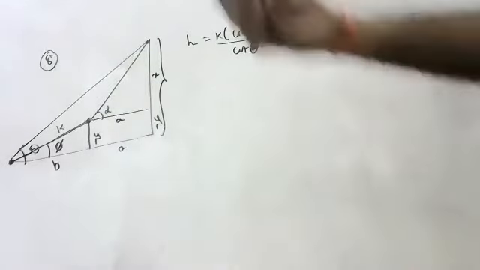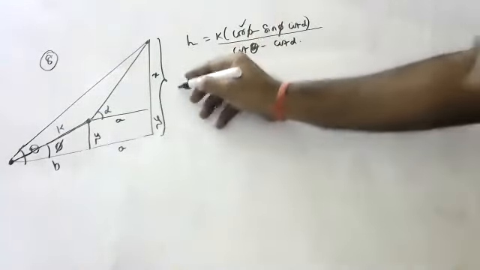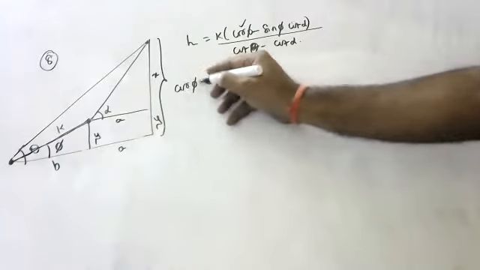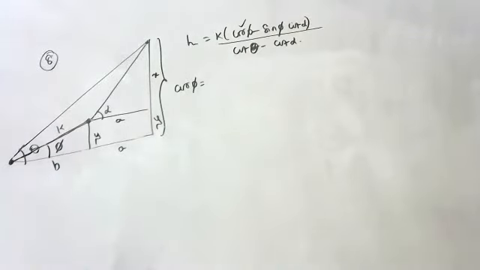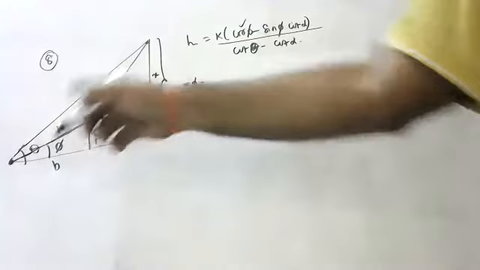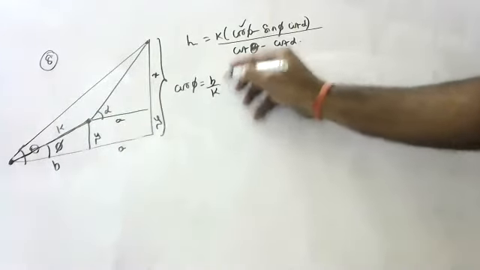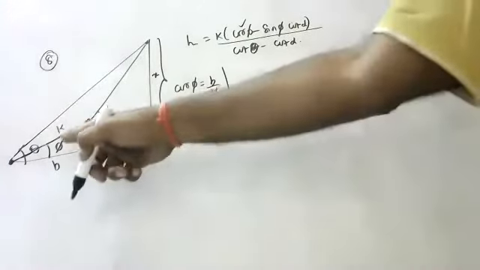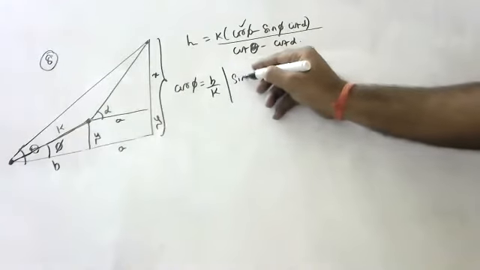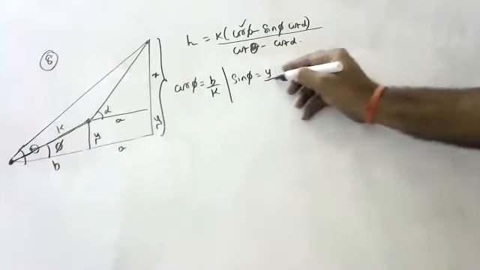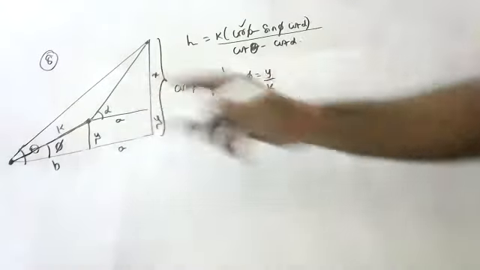Okay, children. Can anyone help me find cos phi? Can anyone tell me what is cos phi? Cos phi is adjacent by hypotenuse, so b by k. Can anyone help me with sin phi? Sin phi is y by k, because it is opposite by hypotenuse.